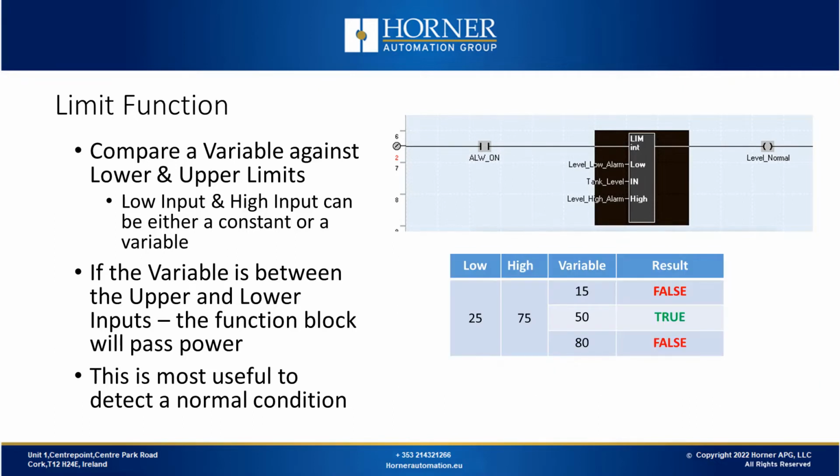For example, let's say that for the low input of the limit function, we have a value of 25. And for the high input, we have a value of 75, and our variable is 15. Our variable is below the low input, therefore the function is false, so we're not going to pass power flow. If the value of our variable is 50, we're in between the limits, therefore the function block is true, and we pass power flow. Then, if the value is 80, we're going to be above our higher limit, therefore the function block is false.